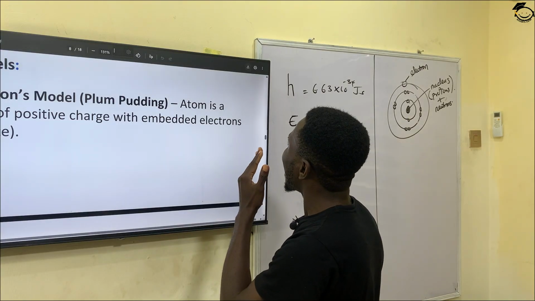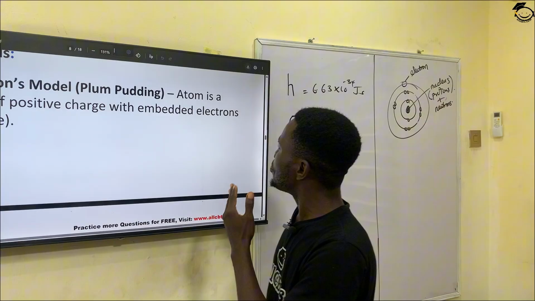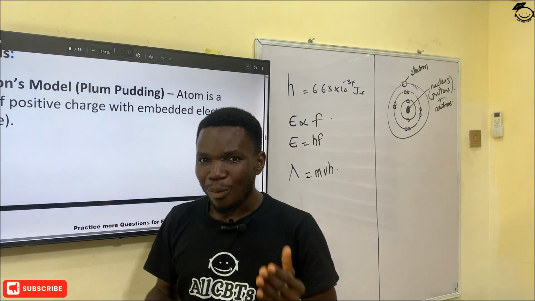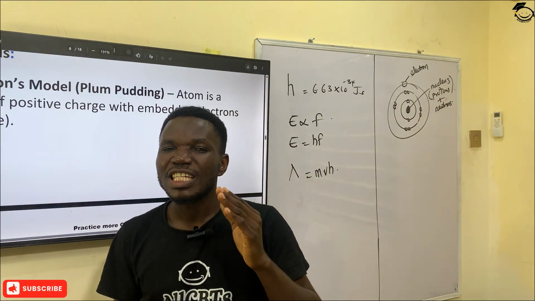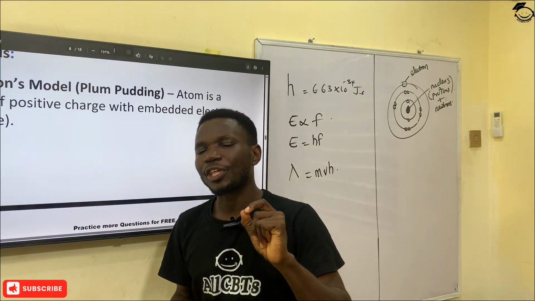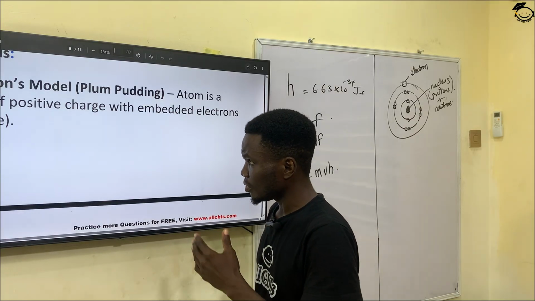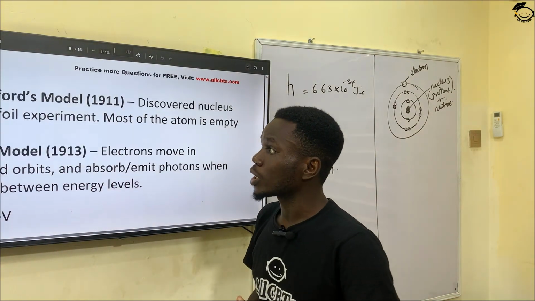Thomson said that the atom is a sphere of positive charge with embedded electrons. So this particular model is now obsolete. It is no longer in use, as modifications have been introduced.